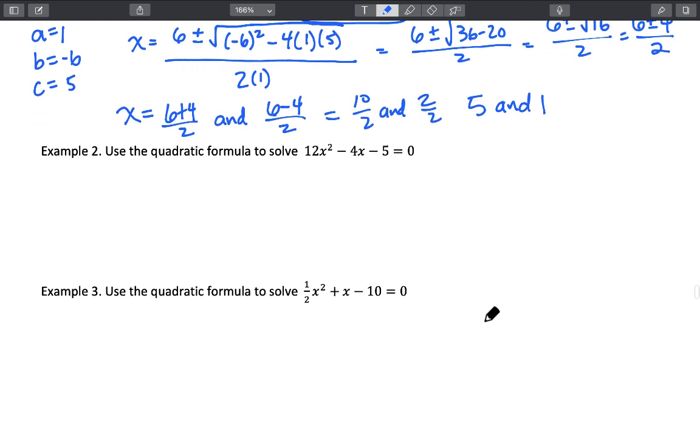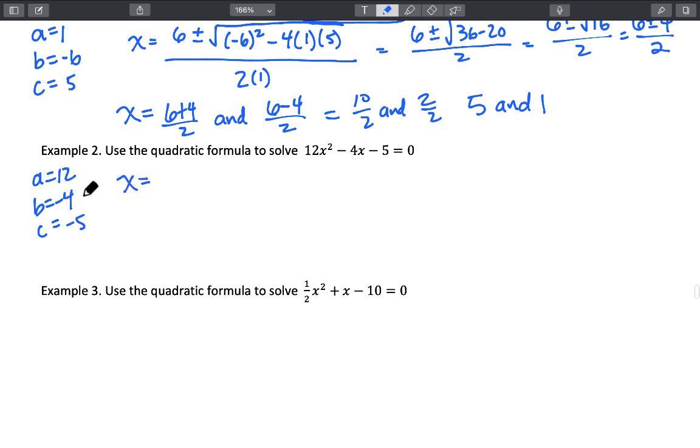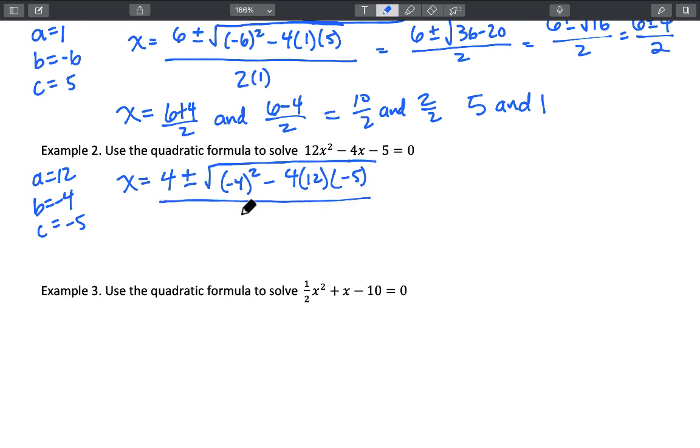All right, let's try another quadratic formula problem. We got 12x squared minus 4x minus 5, so our a value is 12. Our b value is negative 4. Our c value is negative 5. All right, so we're going to follow it. The opposite of b, so that's the opposite of negative 4, which is positive 4, plus or minus the square root of b squared, so that's negative 4. And I'm always going to put that b in parentheses when I square it, minus 4 times a times c, which is negative 5. All right, now that's all being divided by 2 times my a value, which is 12.